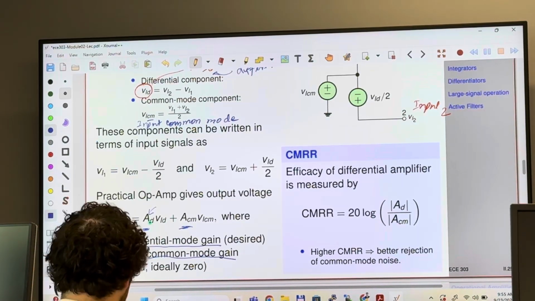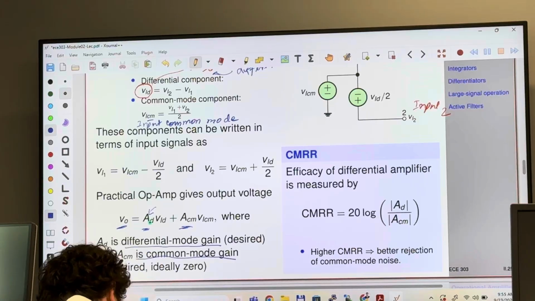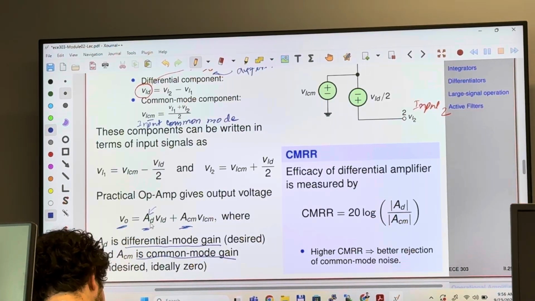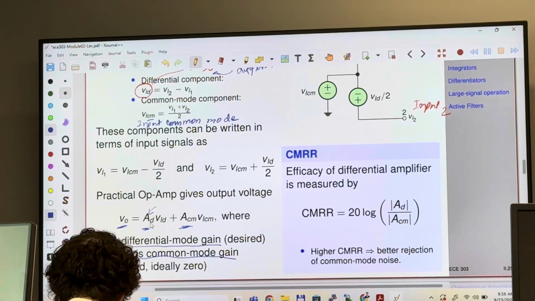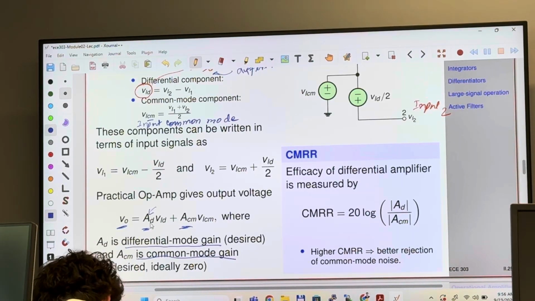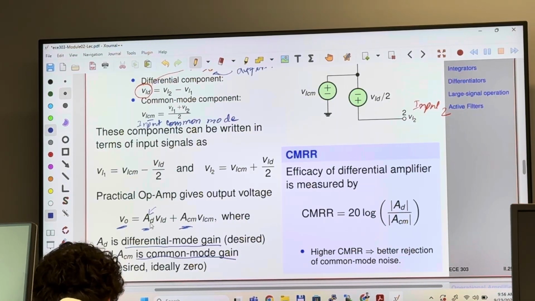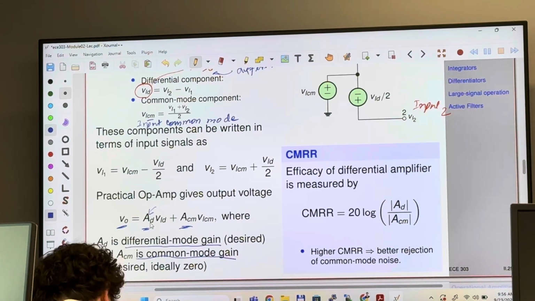So when you see the data sheet of an operational amplifier from Texas Instruments or Analog Devices, you will see there is a term called common mode rejection ratio, CMRR. This common mode rejection ratio is 20 log of the magnitude of the differential gain over the magnitude of the common mode gain. So you will see some number.